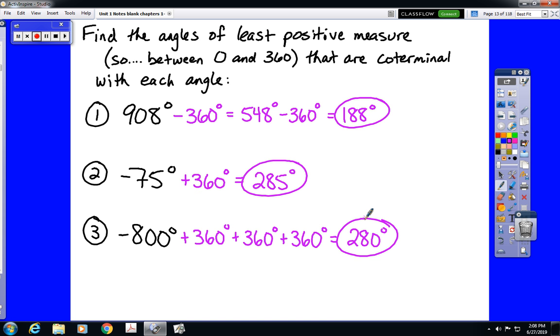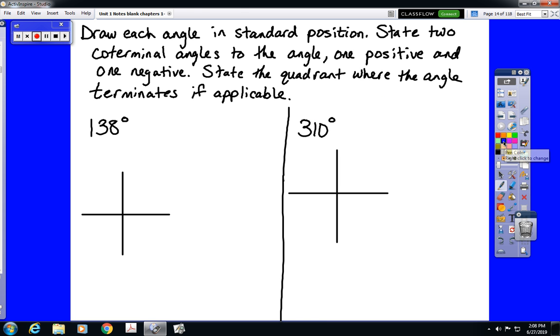Okay, next up, a little bit wordier problems. Draw each angle in standard position. State 2 coterminal angles to the angle, one positive and one negative, and state the quadrant where the angle terminates if applicable. Now, why would it say if applicable? Well, if it ends right on an axis, then it doesn't terminate in a quadrant. So if it's coterminal to a 90-degree angle or a 180-degree angle or a 270 or a 360, then it would not have a quadrant. So essentially, this question is putting the entire section together, more or less.